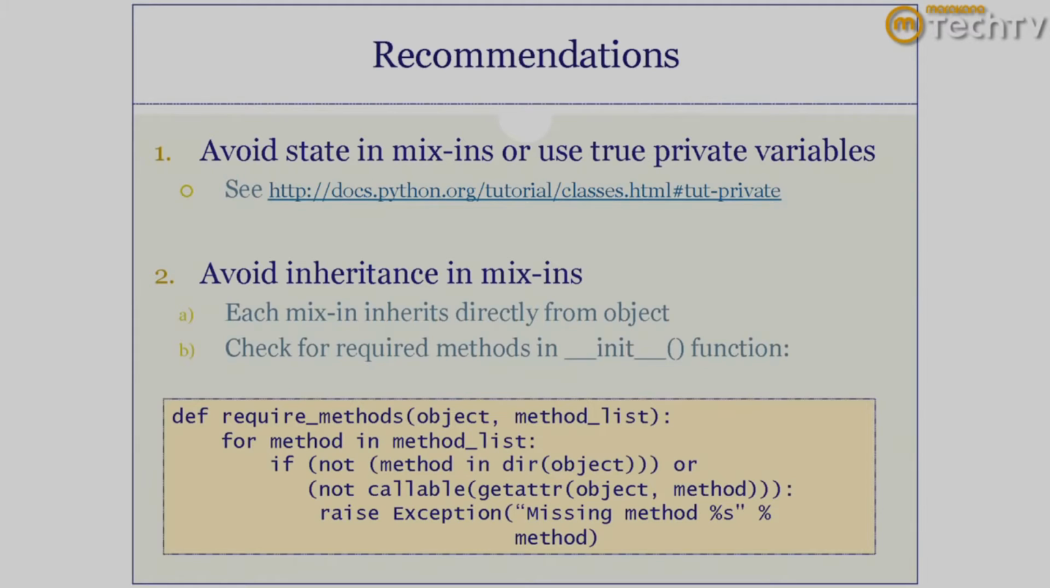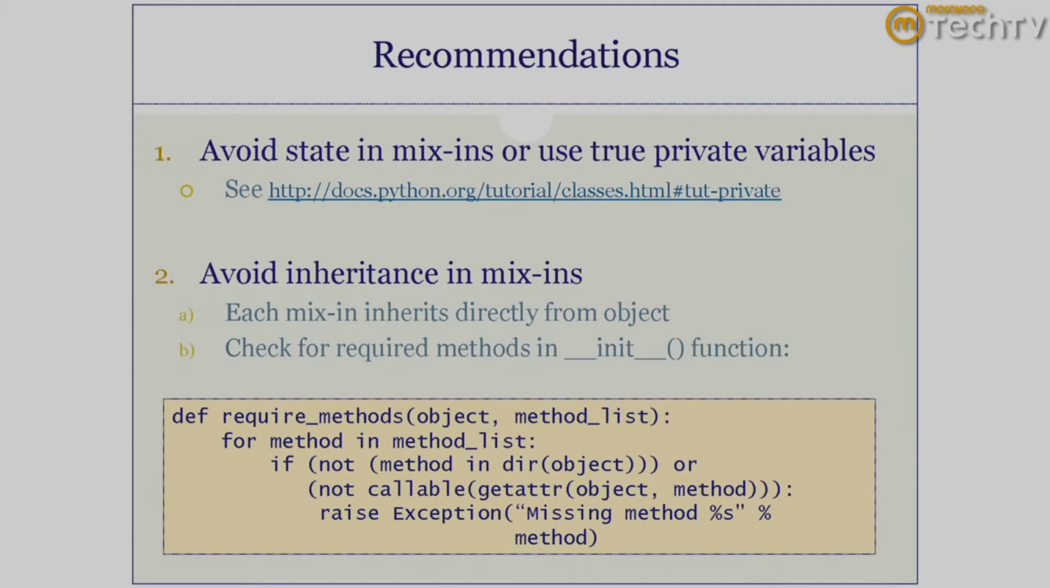The other thing is to avoid inheritance in your mixins, and then you don't have all these problems with method resolution order. And that example of combining methods gets simpler. To avoid inheritance, you can directly inherit from object or some other base class. And then if there are some methods that you're expecting, you can check for them in your init function. And here's some code that will look through the attributes.